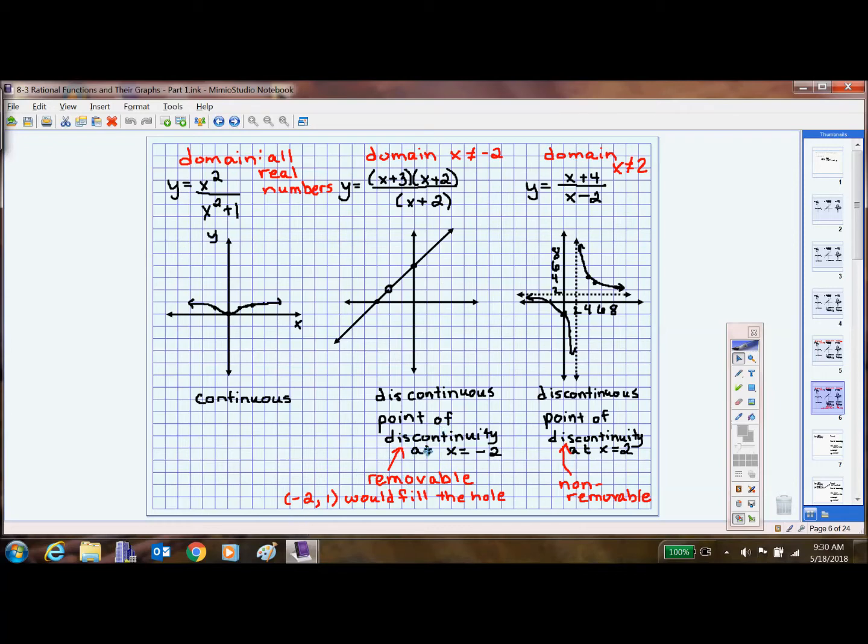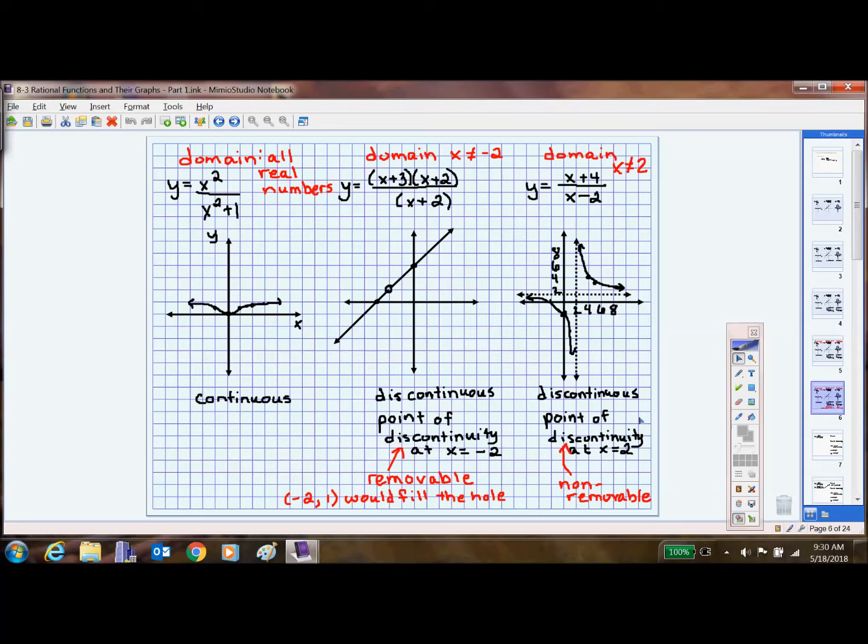Negative 2, 1 would fill in this hole. So it's something that's removable because you could put a plug in it and you could fill it up. This one is a non-removable point of discontinuity because there's nothing that you could just do to fill that in nice and conveniently. It's a whole line that you can't go across. It's discontinuous and it's just non-removable. You can't get rid of it easily.